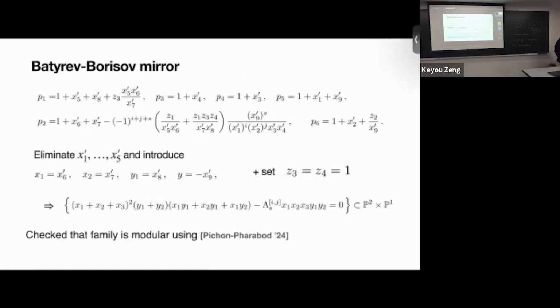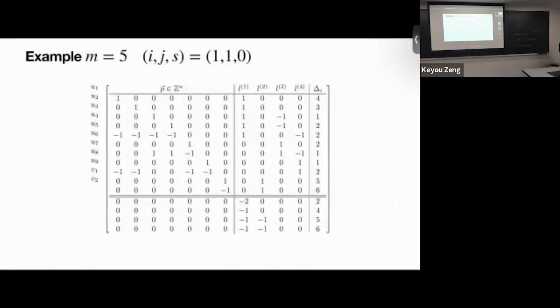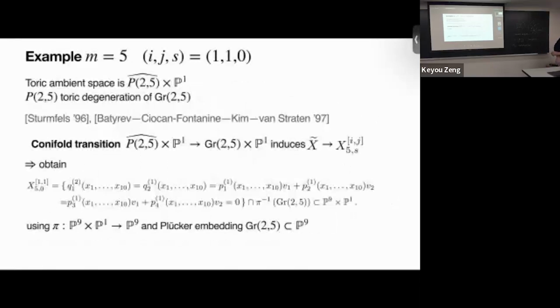And using Eric Pichon-Faribaud's software, Eric defended his thesis last week in Paris, and I was happy to be there and ask him a question, you check that this is actually a modular family for M5. This was not a known realization in the literature for M5 either. Again, the toric data is all very explicit and easy to work with.